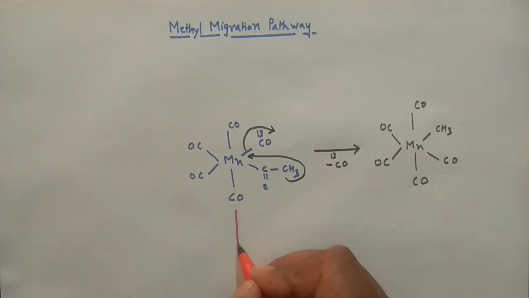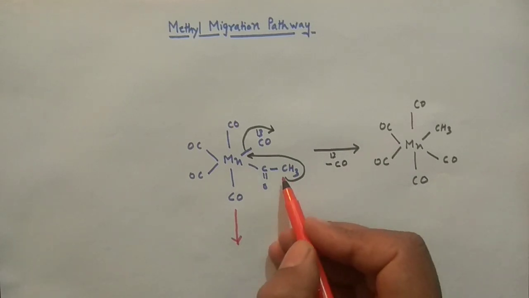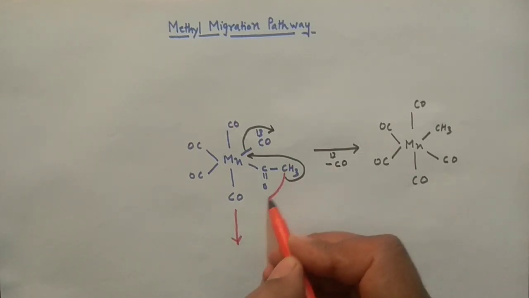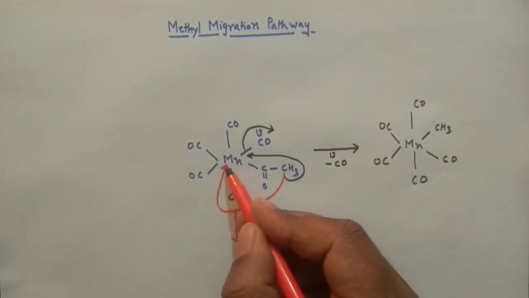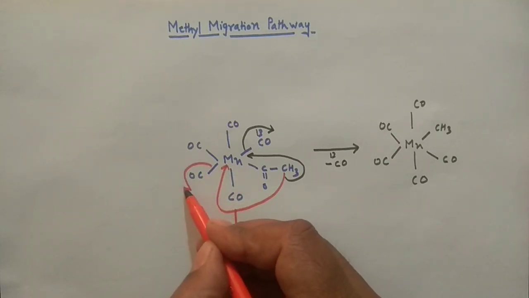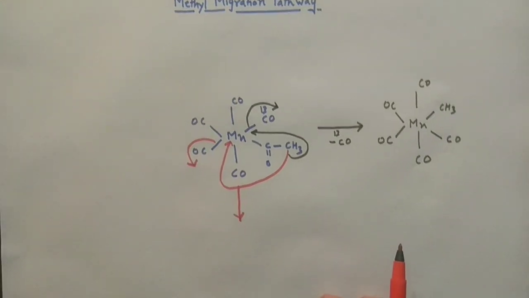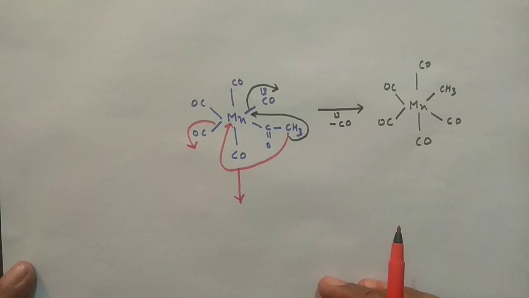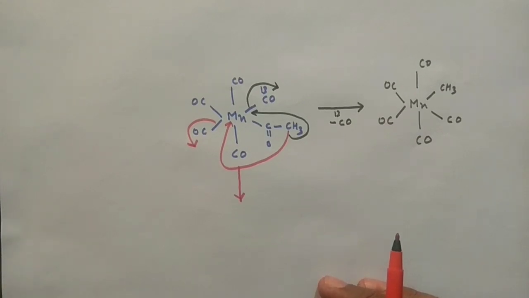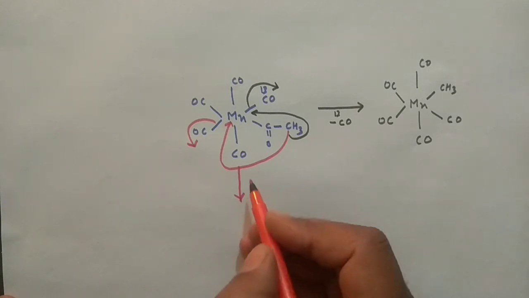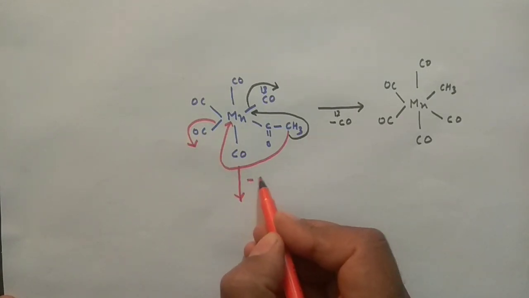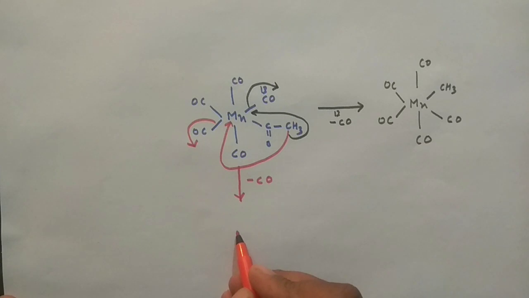Say path 2 I am taking, and in that case I am migrating this methyl to this manganese and eliminating this carbonyl from here, because they are also cis to each other. Remember the basic fundamentals. We should always do the reaction keeping in mind that the two groups taking part in the migratory insertion reaction must be cis to each other. So this will be knocked out from here, and you will have your product.